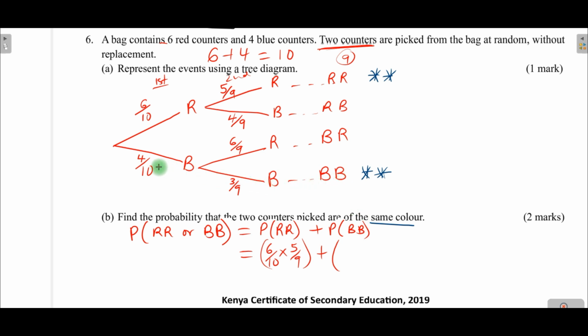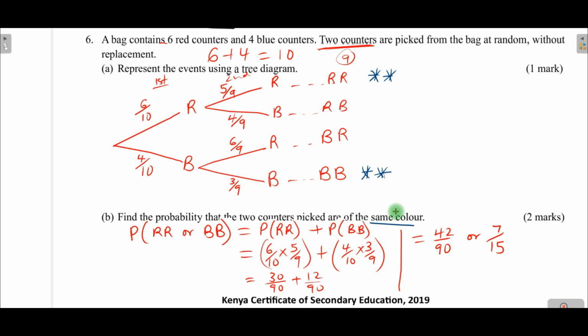In this branch, we take 4 over 10 times 3 over 9, and therefore we get 30 over 90 plus 12 over 90. The denominators are the same, so we add the numerators, and we get 42 over 90. If we simplify it, dividing by 6, we get 7 over 15. So that is the probability of 2 counters picked being of the same color.